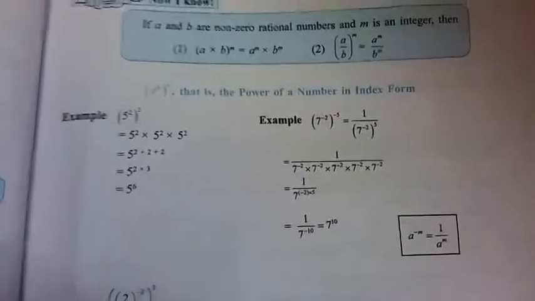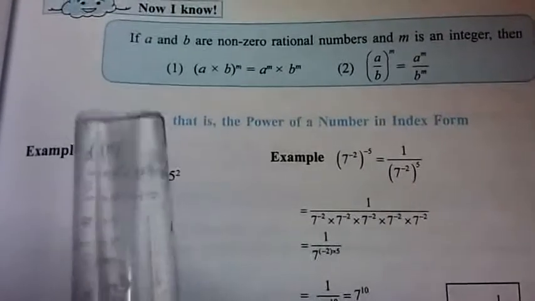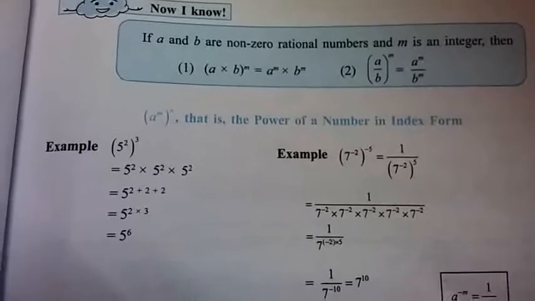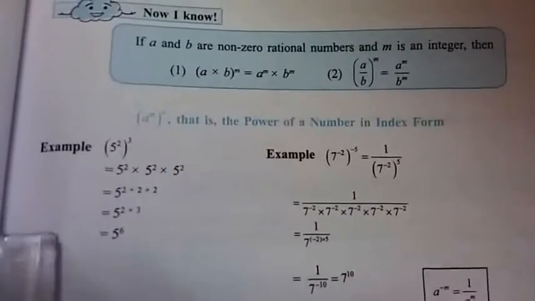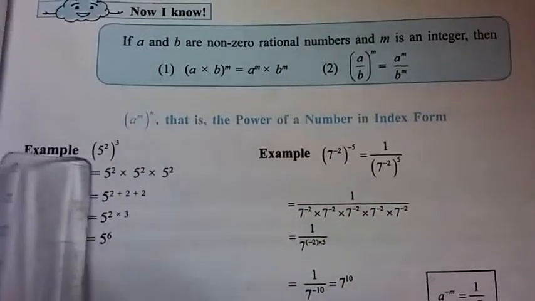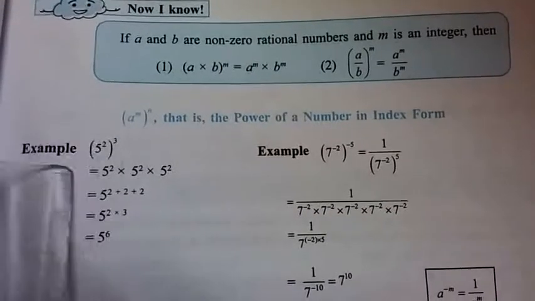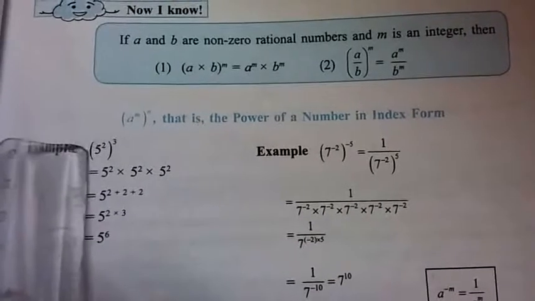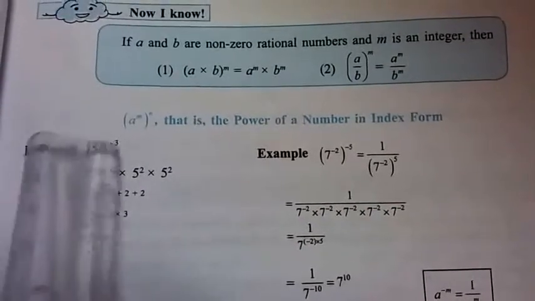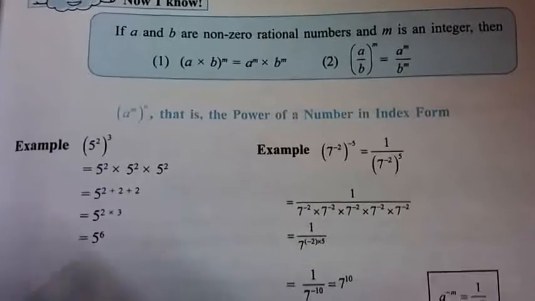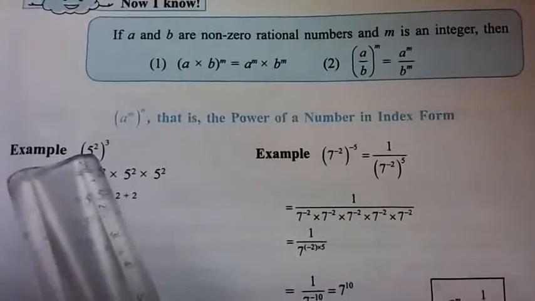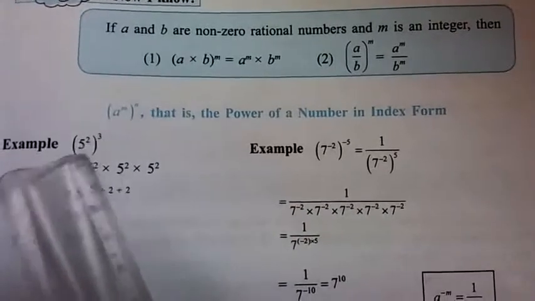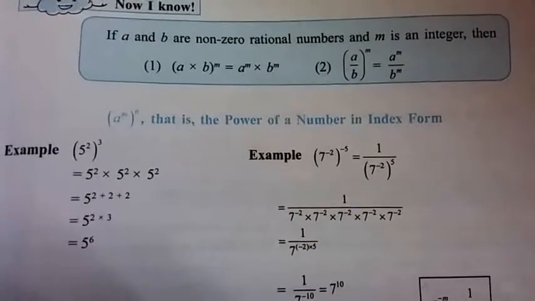Now the next rule: (a raised to m) raised to n, that is, the power of a number in index form. First example, (5 raised to 2) raised to 3. Now how to read this? 5 raised to 2, bracket is given, then read it as 5 raised to 2 bracket raised to 3. Means 5 raised to 2, this term is how many times? 3 times. Write down 5 raised to 2 three times: 1, 2, 3.